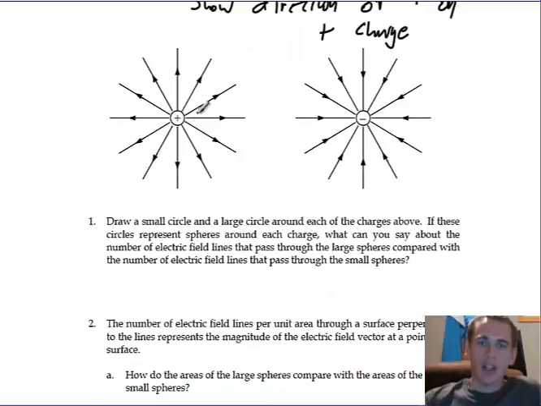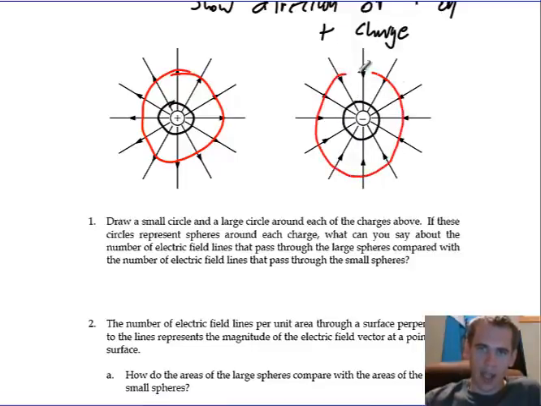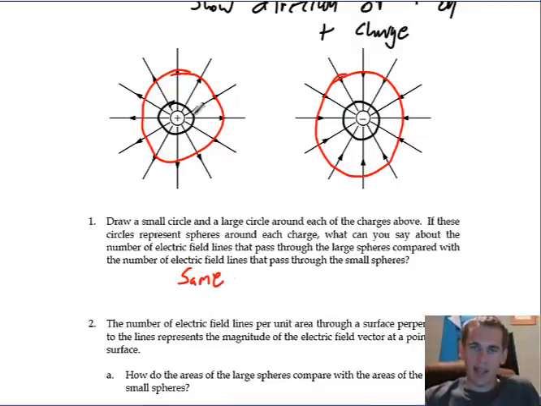Now, draw a small circle and a large circle. Alright, so I'm going to draw a small circle right here, and I'm going to draw a larger circle out here. Repeat that process. Small circle, large circle. Excellent. Now what can I say about the number of electric field lines that pass through the large spheres compared with the small spheres? Well, it's the same, right? There's 1, 2, 3, 4, 5, 6, 7, 8, 9, 10, 11, 12. There's 12 lines passing through each one.